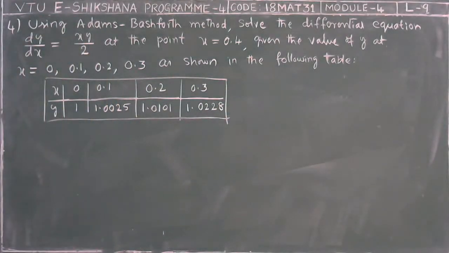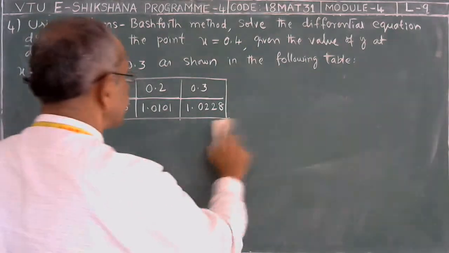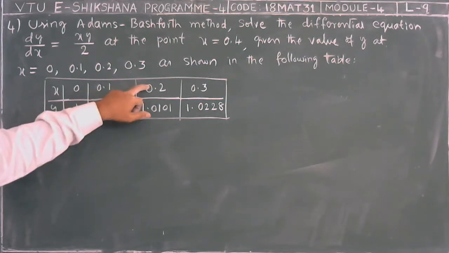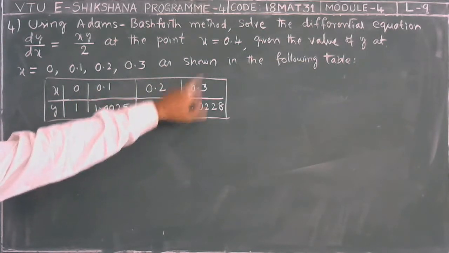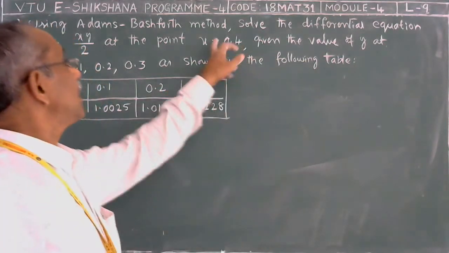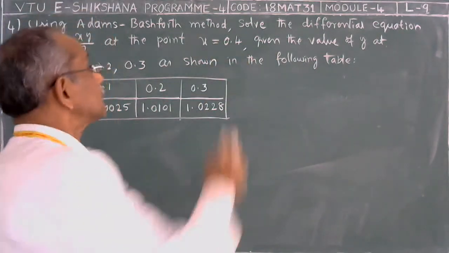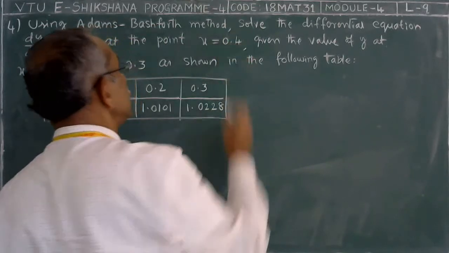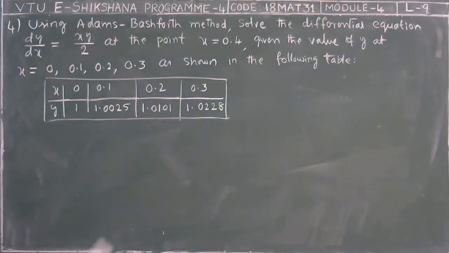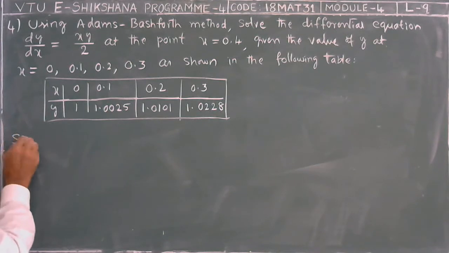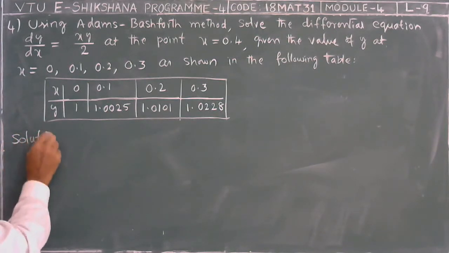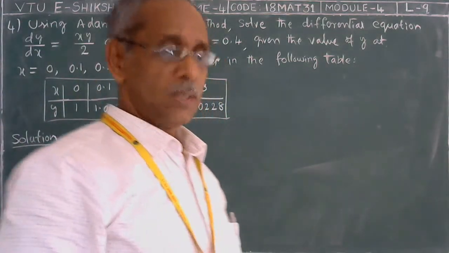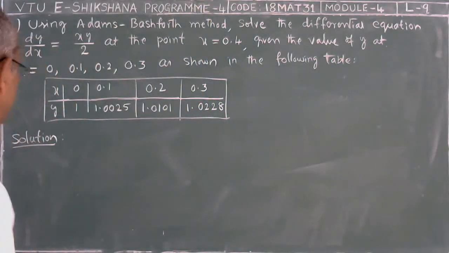The data is given in the tabular form. So this is your x0, x1, x2, and x3. I have to find the value of y at x is equal to 0.4 using Adams-Bashforth predictor corrector method. The solution part: let me write down the given data. It is always good to write the given data so that you will know what you have to do.